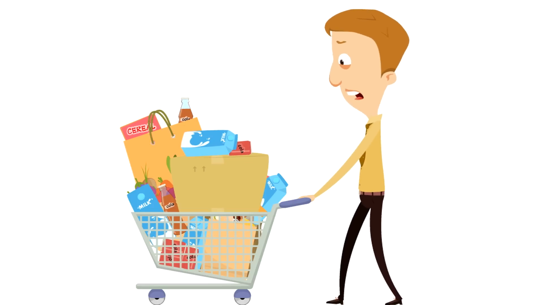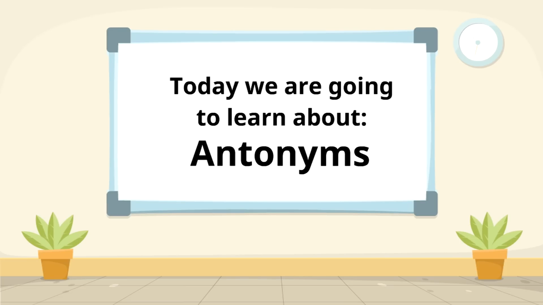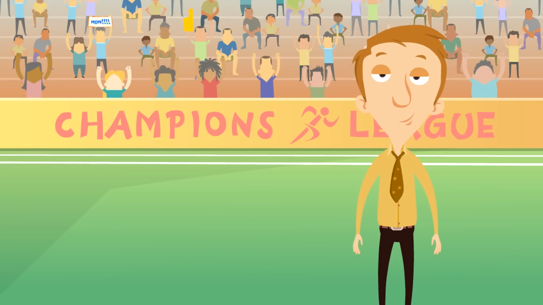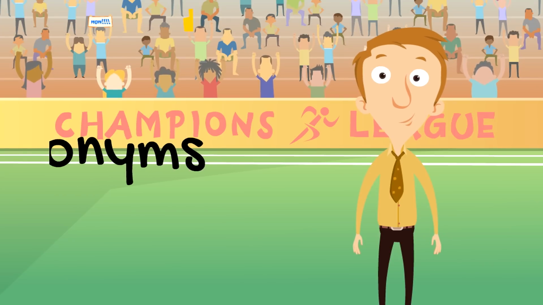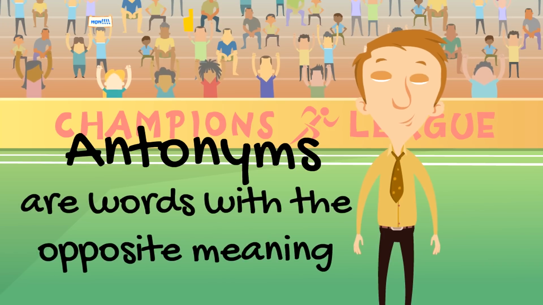Alright, what's the next thing we should learn about? Let's learn about antonyms, what antonyms are, and how to pick them out. So today we're learning about antonyms. Antonyms are words with the opposite meaning. They're words that mean the opposite thing.